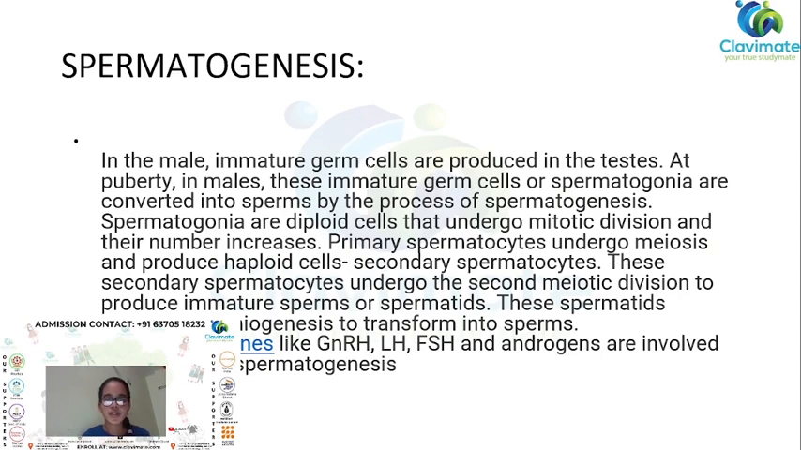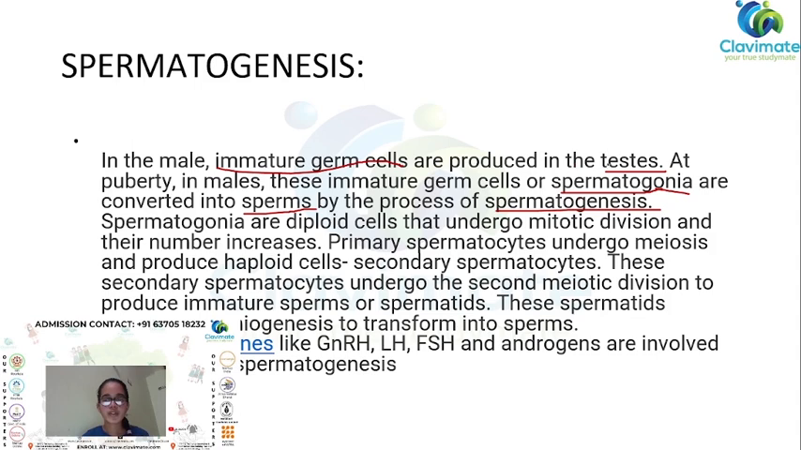In males, immature germ cells are produced in the testes. At puberty, these immature germ cells, also called spermatogonia, are converted into sperms by the process called spermatogenesis. So these immature germ cells are present in the testes, but once you reach puberty, they are converted into sperms through the process called spermatogenesis.